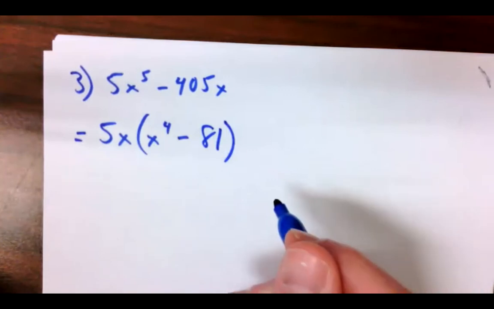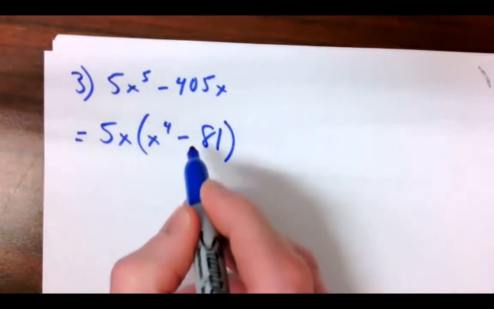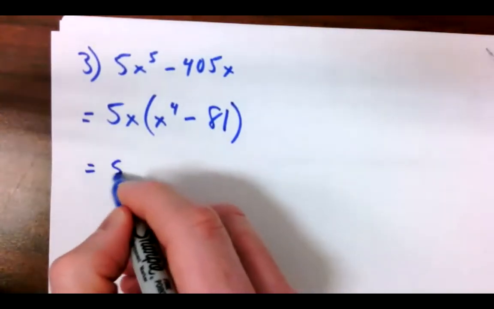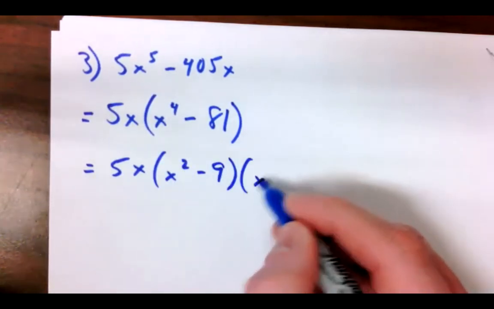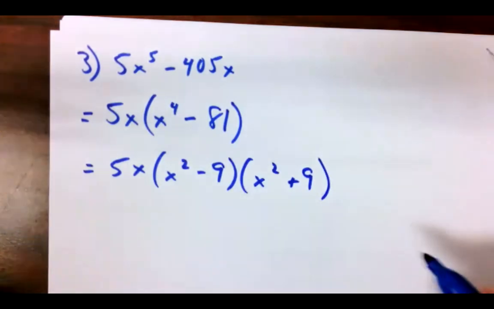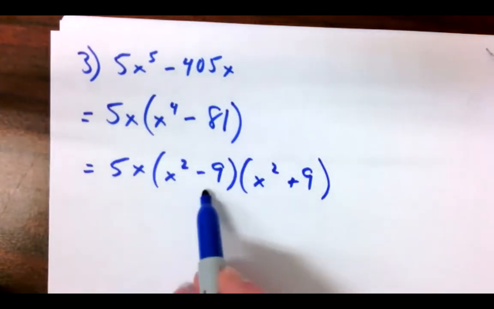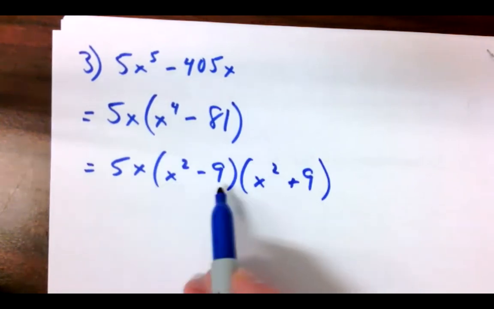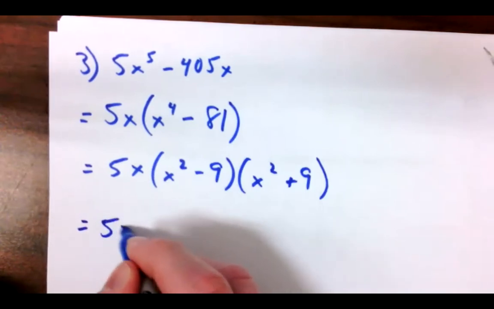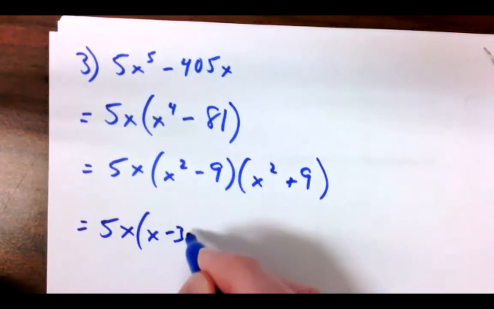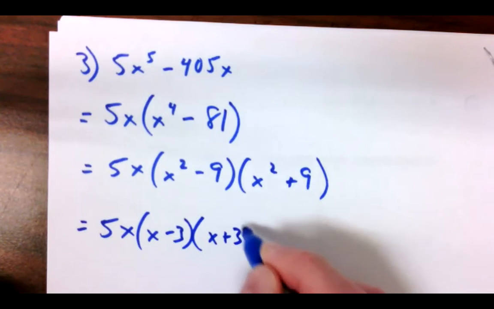Looks like a difference of squares to me. And you know what I can tell? Well, I'll show you. 5x, so it's going to be x squared minus 9, x squared plus 9. What does this look like? A difference of squares. This is not. It's got a plus sign. This one's done. 5x, x minus 3, x plus 3, x squared plus 9.